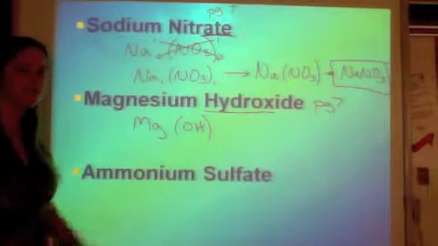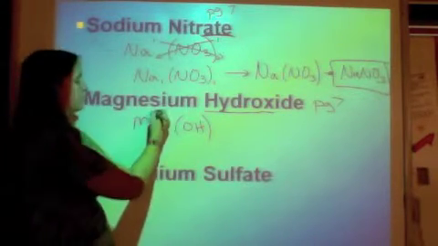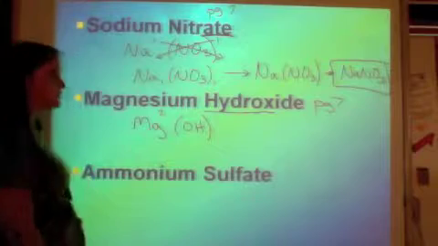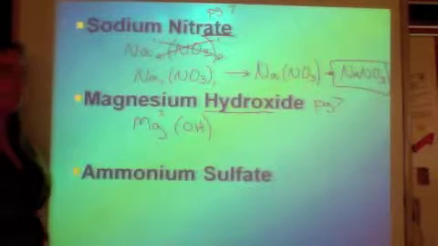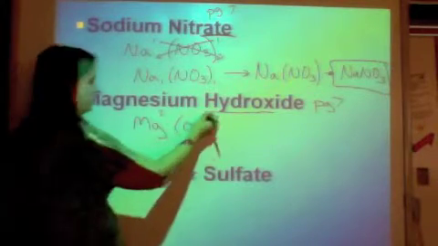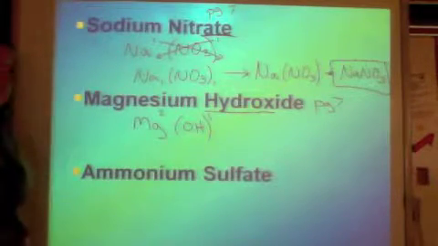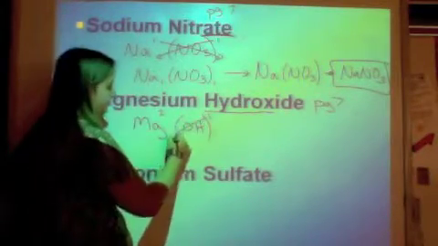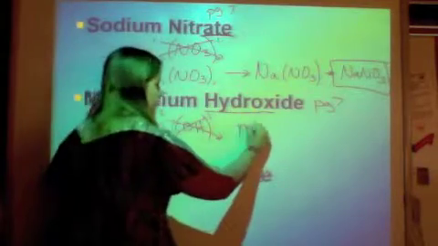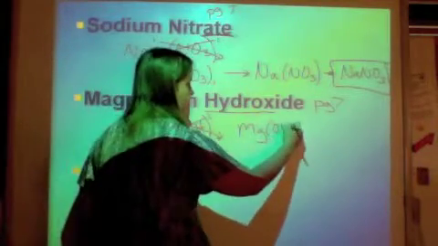Okay, step 2 is to write their charges. Magnesium is in group 2. It has a charge of 2. Hydroxide, on page 7, there's a little negative right there, which just means 1 negative. Step 3, cross. Mg(OH)2.